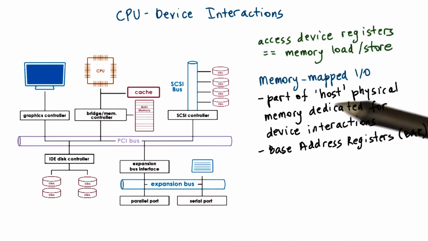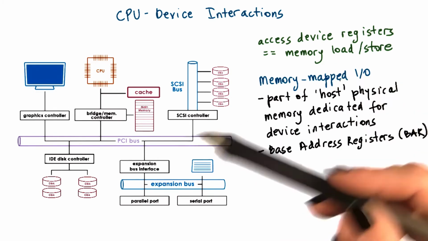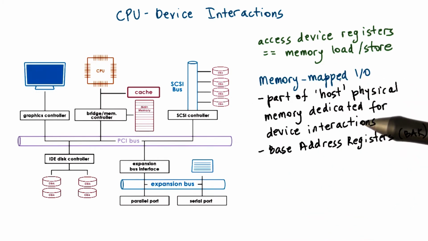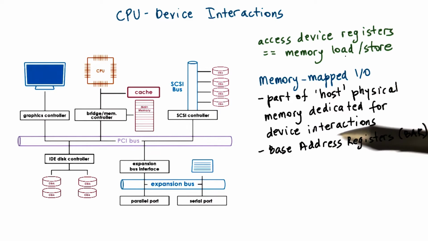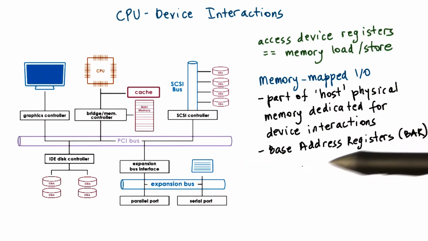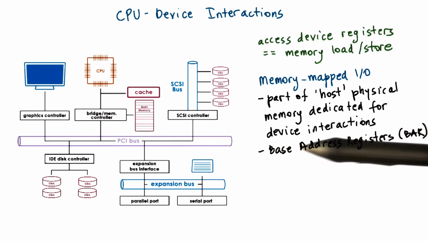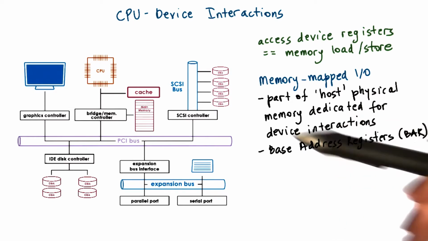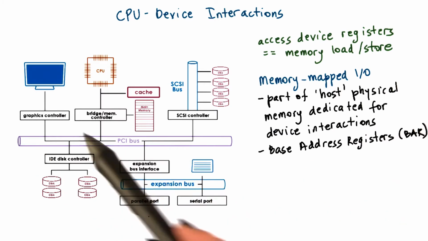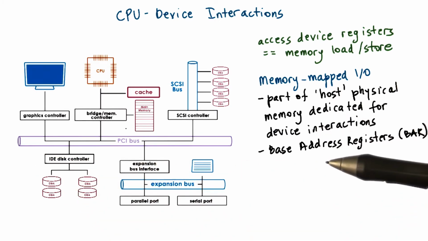What this means is that a portion of the physical memory on that computing system is dedicated for interactions with the device. We call this memory mapped I/O. And the portion of the memory that's reserved for these interactions is controlled by a specific set of registers, the base address registers. So how much memory and starting at which address will be used by a particular device. This gets configured during the boot process, and how exactly it's done is determined by the PCI configuration protocol.